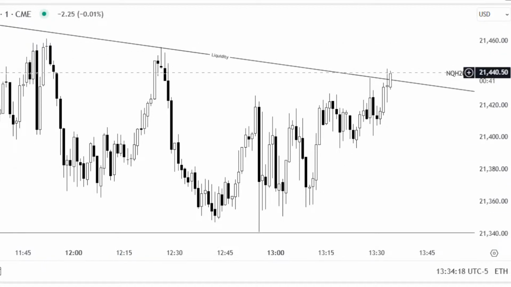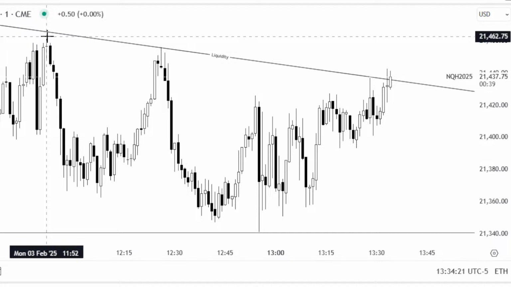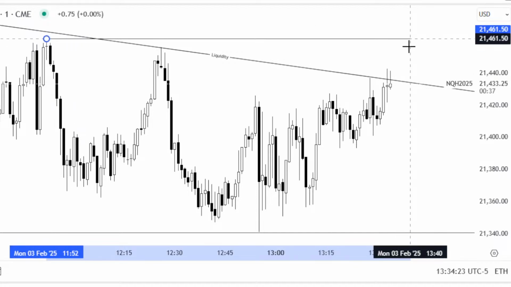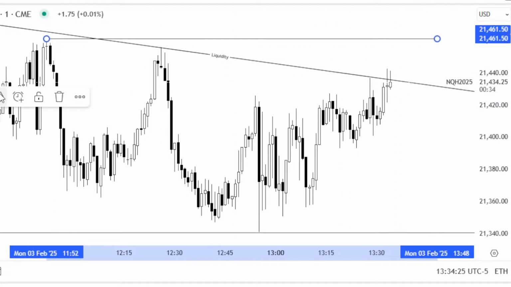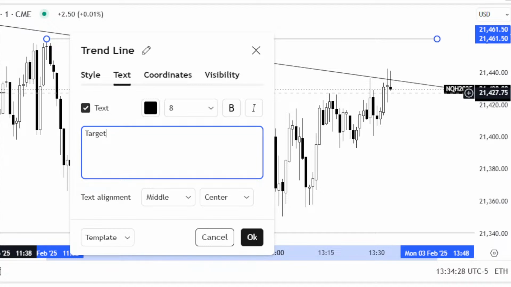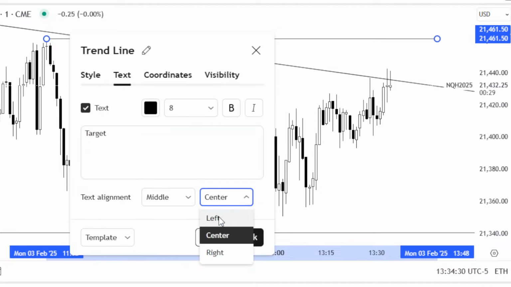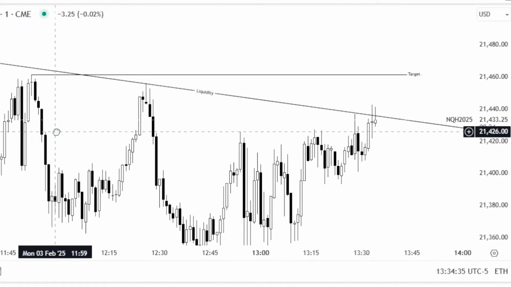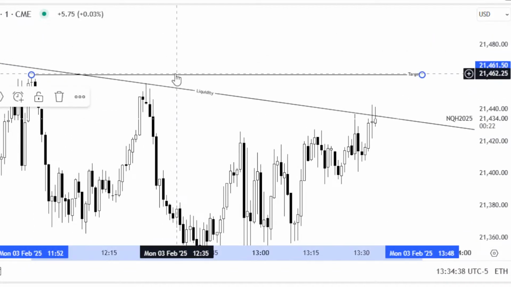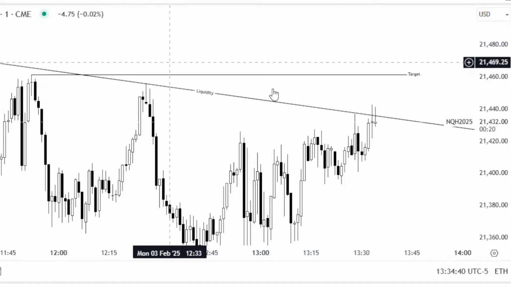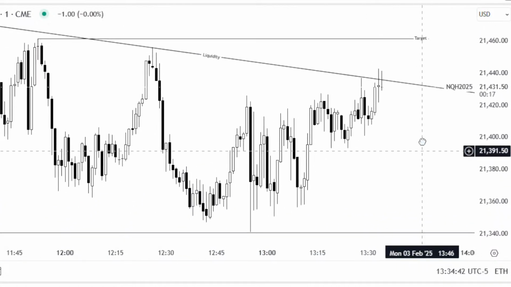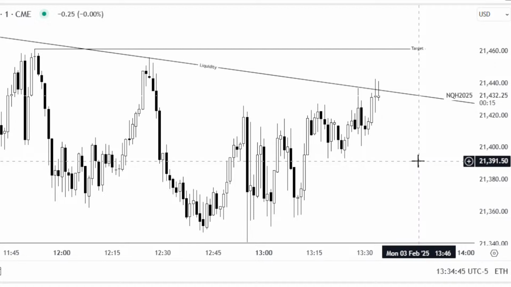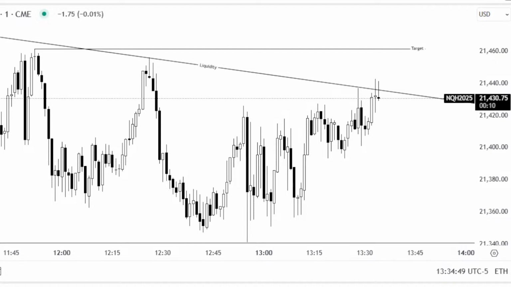Pretty much targets, I would probably look at this as a target. That's a target, and obviously this one up here as well. Alright, let's just keep an eye on it and see how it plays out. No need to press any buttons here.